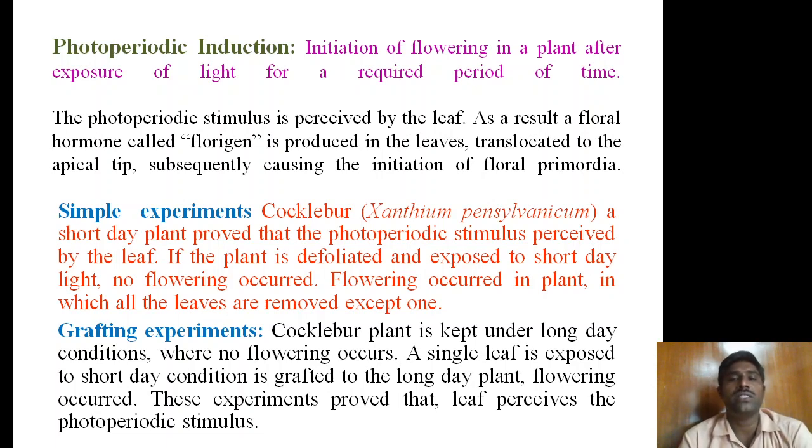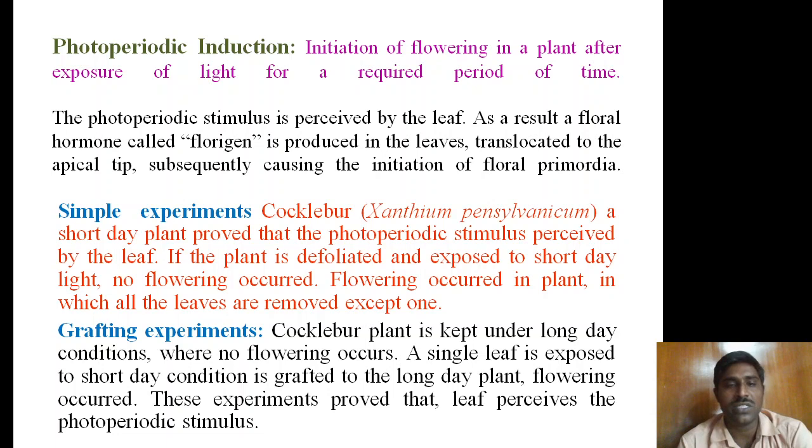Next, the photoperiodic stimulus is perceived by the leaf. As a result, a floral hormone called florigen is produced in the leaves, which is translocated to the apical tip, subsequently causing the initiation of floral primordia. That means leaves perceive the photoperiodic stimulus and convert it into a hormone called florigen. Then the florigen produced in the leaves is translocated to the apical tip, and that leads to the formation of the floral primordia, that means floral meristem.